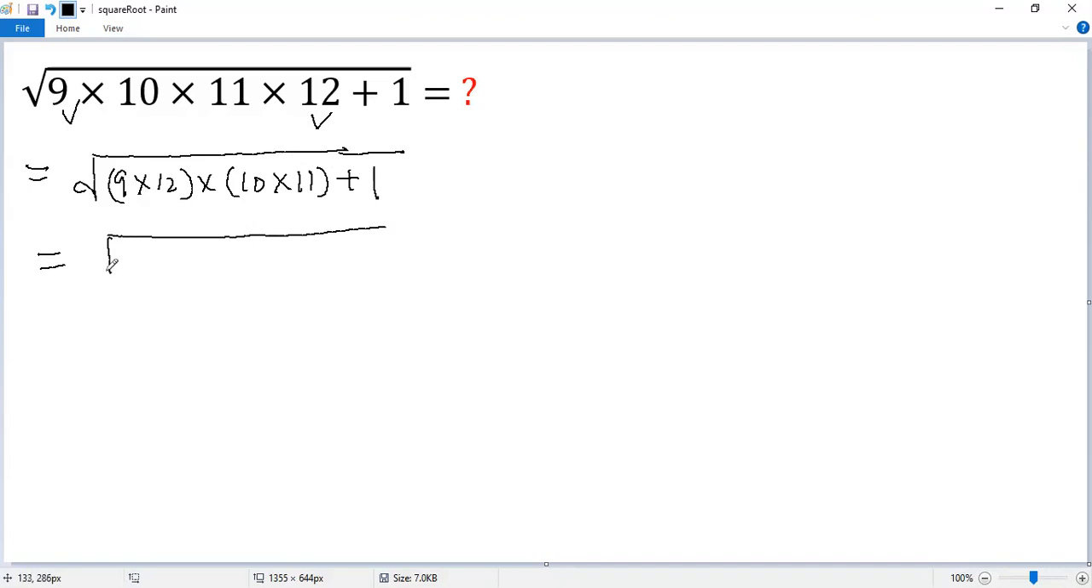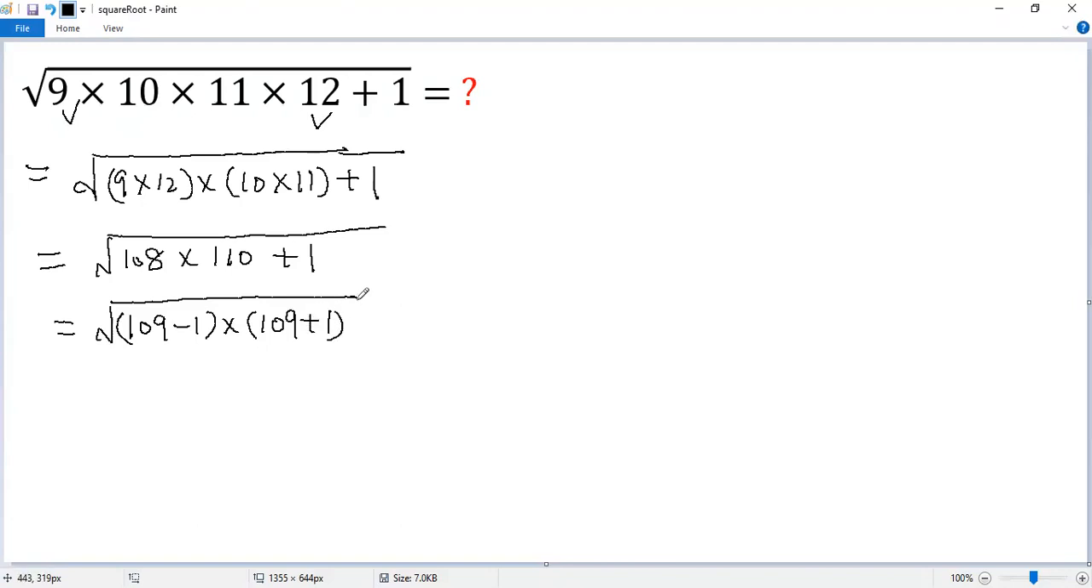9 times 12 equals 108. 10 times 11 equals 110. So plus 1. At this point, we play a trick. 108 equals 109 minus 1, times 110 equals 109 plus 1, plus 1.